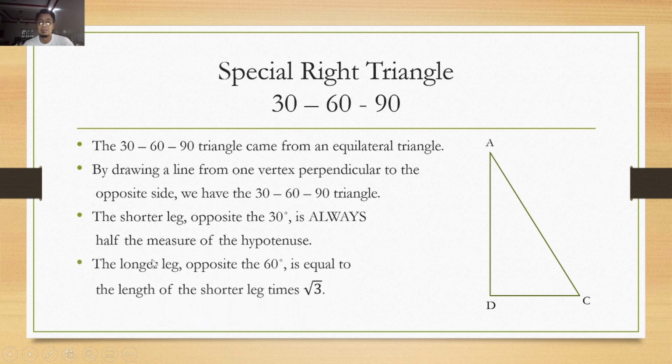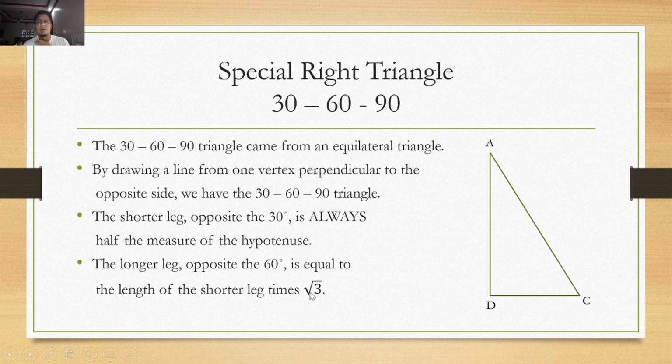Ano pa yung dapat nating malaman? The longer leg, ito naman, yung mas mahaba, opposite ng 60 degree angle, is equal to the length of the shorter leg times square root of 3. Even if you're going to use Pythagorean theorem, you will be able to find this out.